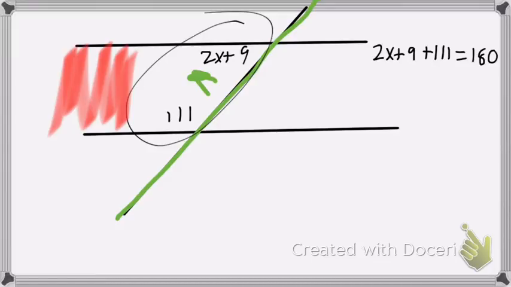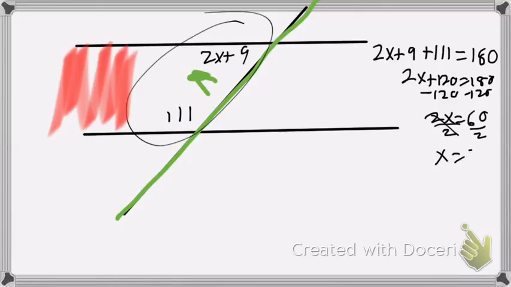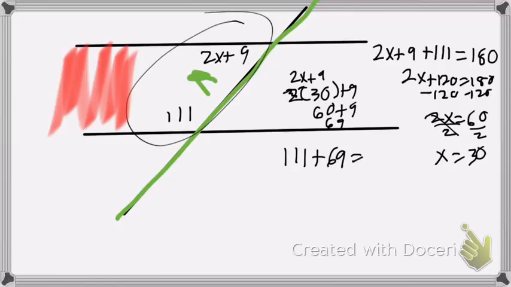Then we just use our prodigious algebra skills and solve that out. 2x plus 120 equals 180. Subtract 120 from both sides to get 2x equals 60. Divide by 2, and we get x equals 30. Let's plug it back in to make sure that works. 111 doesn't change at all. For 2x plus 9, plug 30 in: 2 times 30 plus 9 gives us 60 plus 9, which is 69. Double check: 111 plus 69 equals 180.